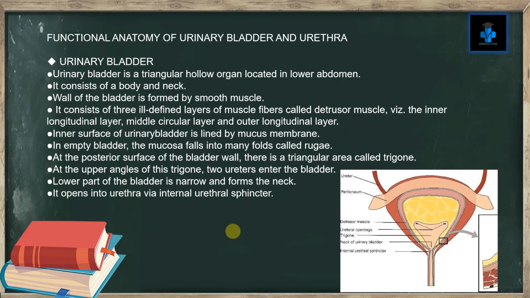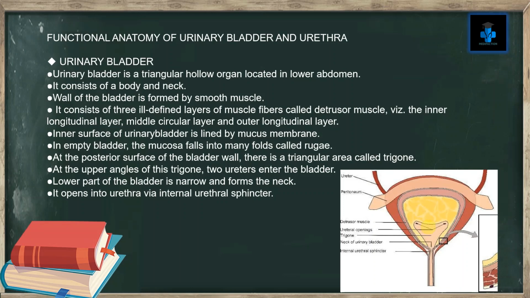Functional anatomy of urinary bladder and urethra. First, we will discuss the urinary bladder. Urinary bladder is a triangular hollow organ located in the lower abdomen. It consists of a body and a neck below. The wall of the bladder is formed by smooth muscles. It consists of three ill-defined layers of muscle fibers called detrusor muscle, which is the inner longitudinal layer, the middle circular layer and the outer longitudinal layer.